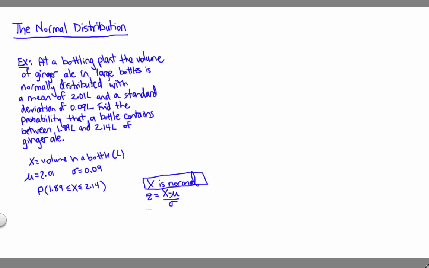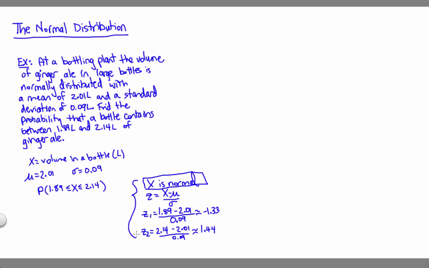Okay, let's turn our X values into Z-scores. Z1 is equal to 1.89, that's our first X value, minus the mean, which is 2.01, divided by our standard deviation, which is 0.09. Plugging that into our calculator, we get negative 1.33. We'll take our second X value and turn that into a Z-score, Z2. We'll go 2.14 minus our mean divided by our standard deviation, and plugging that into our calculator, we get 1.44.